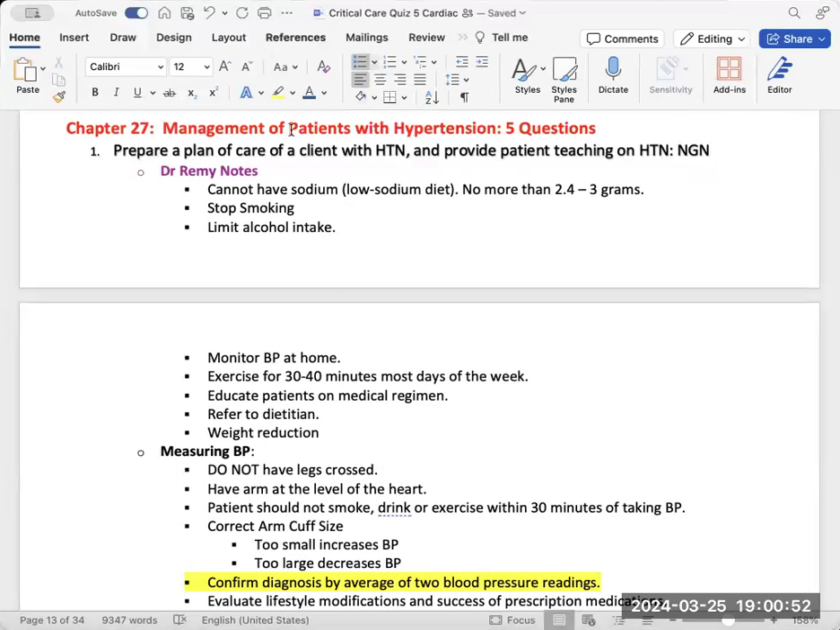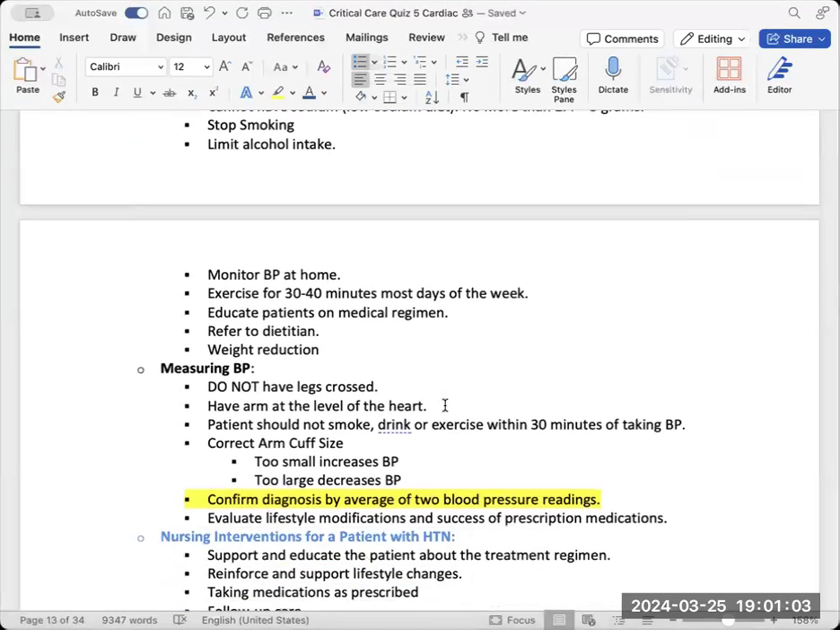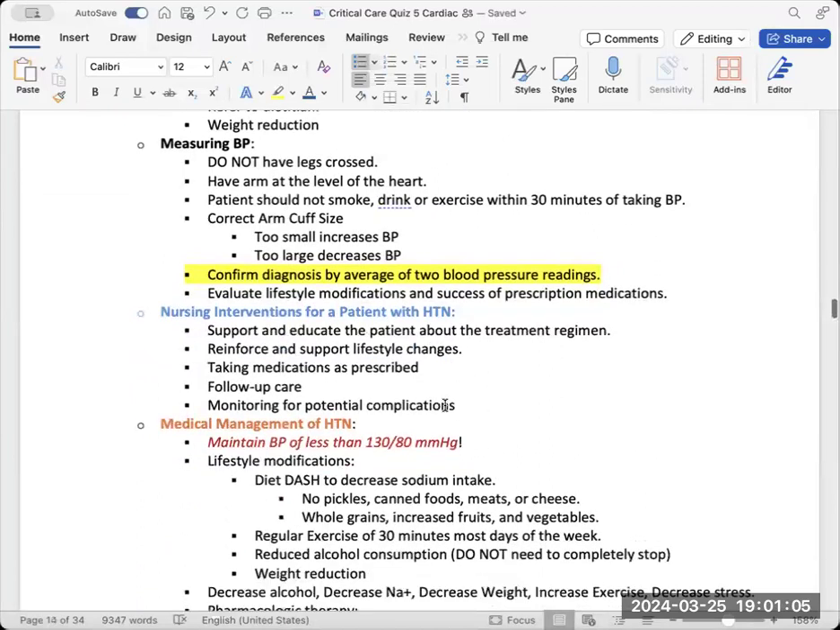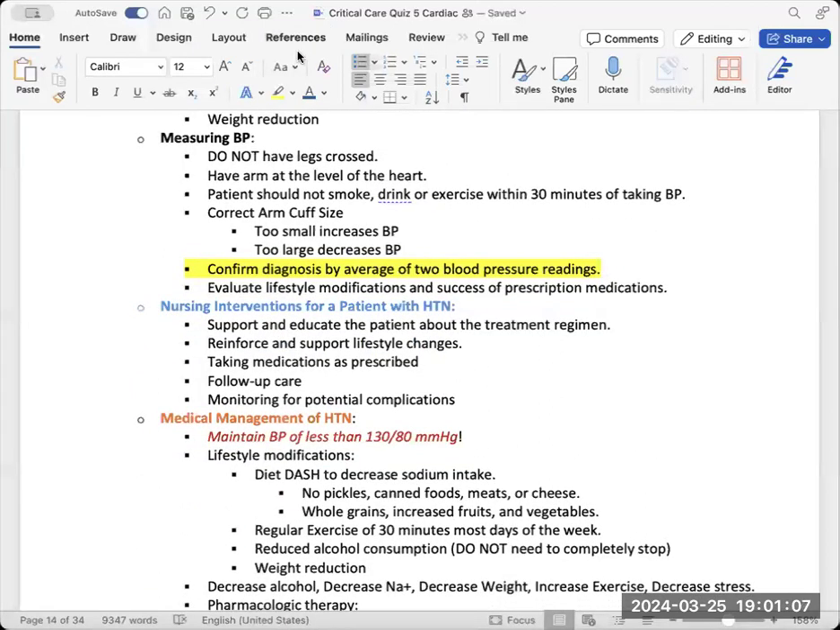Lack of exercise, all of that, and also making sure that when they have hypertension they continue on their medication regimen. If they stop taking it, right, we know they can go into rebound hypertension. We should also be teaching them that they should be on a DASH diet. So they should have no pickles, no canned foods, no meats or cheeses because those are really high in salt. They should be having more whole grains and increased fruits and vegetables.